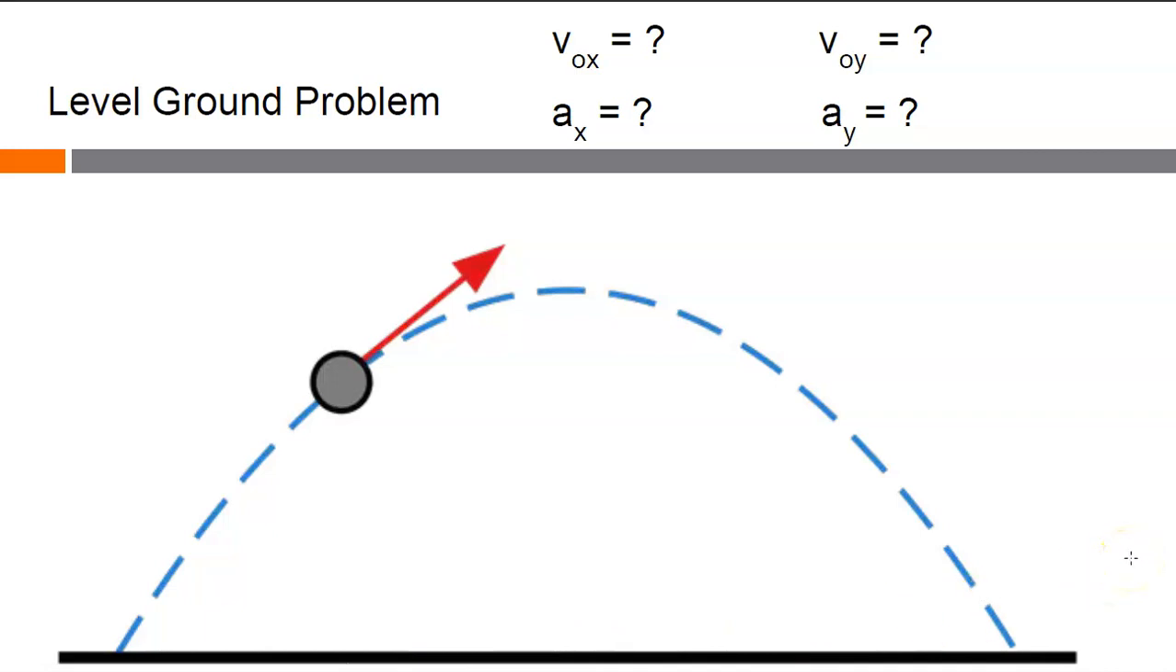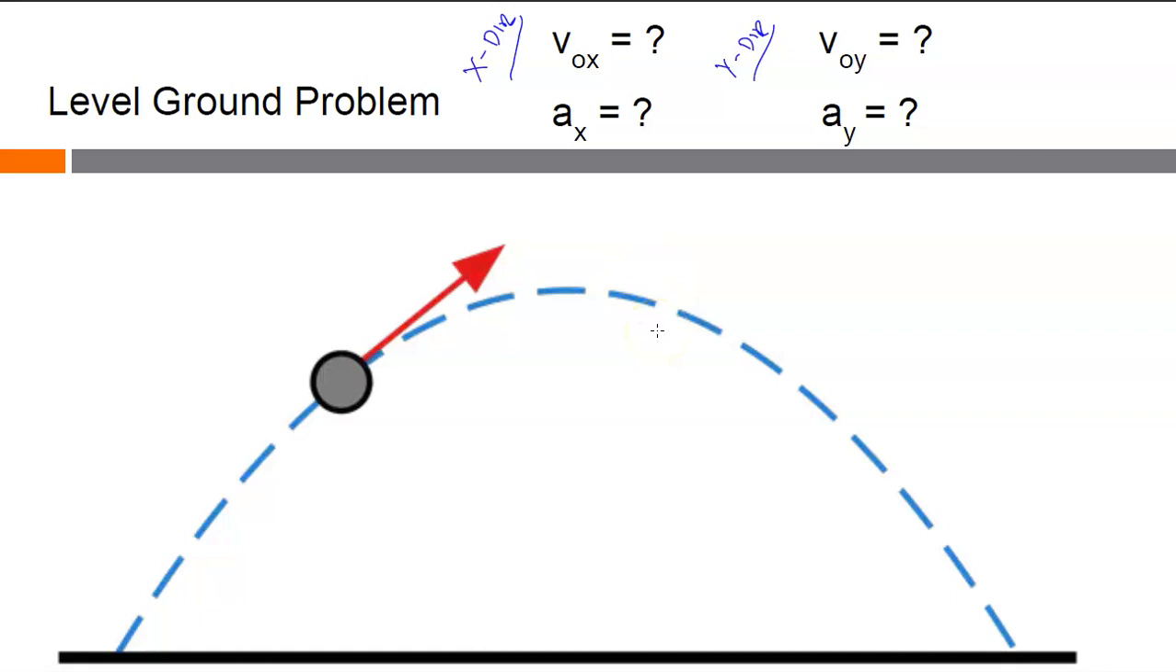So we want to talk about that problem. Remember how in the cliff problem we had to break apart everything in the x direction and in the y direction? Well, that's going to be exactly the same here. So I've already started that up here. This is going to be our x direction variables and our y direction is going to go over here. But we need to fill in some numbers on that.